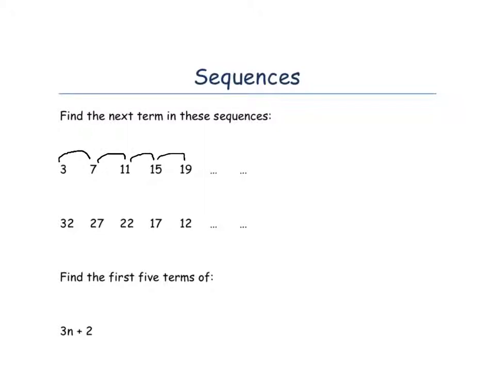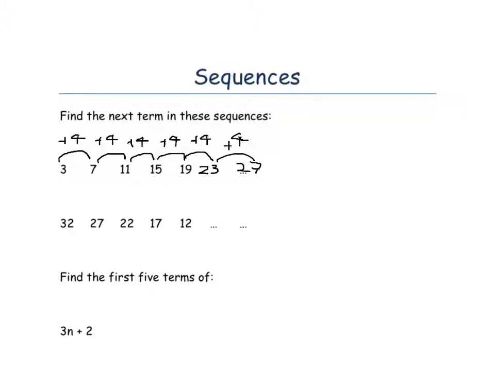So what do you add on to get from 3 to 7? Well, you add on 4. To get from 7 to 11, you add on 4. To get from 11 to 15, 4. 15 to 19 is 4 again. So we're following the pattern. Add on 4 again would be 23, and the next one would be 27.